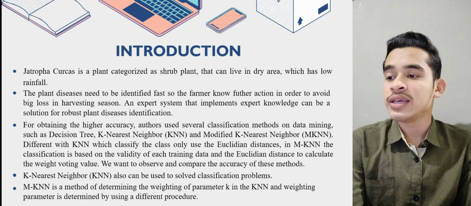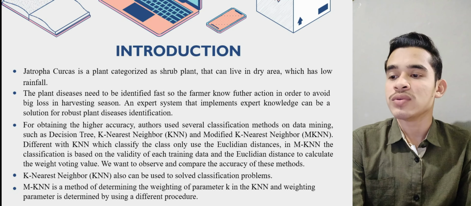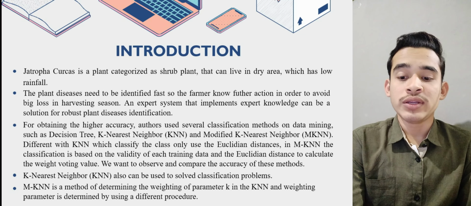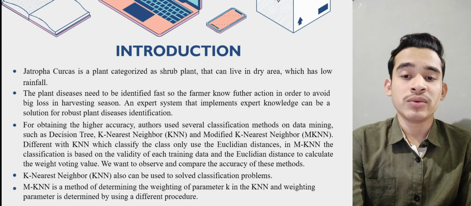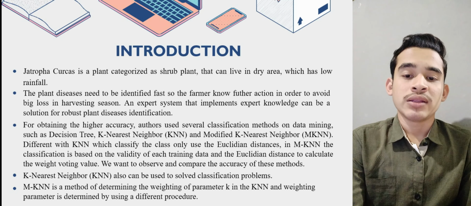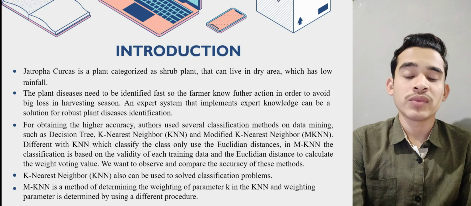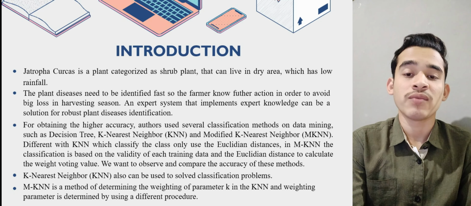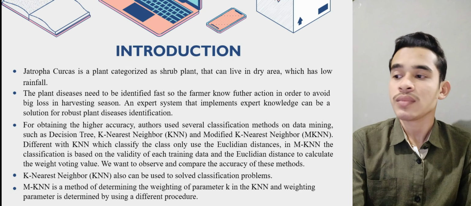K-Nearest Neighbor, KNN, also can be used to solve classification problems. So the K-Nearest Neighbor method classifies a new instance based on the nearest neighbor categories, with the algorithm classifying a new object based on attributes and samples from the training data.